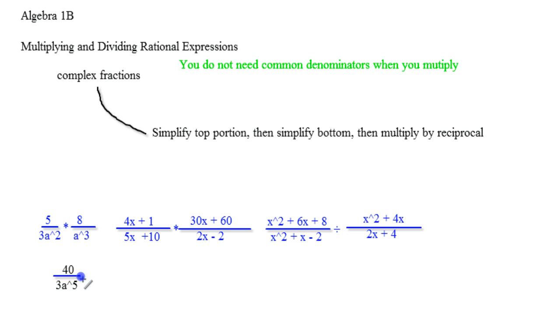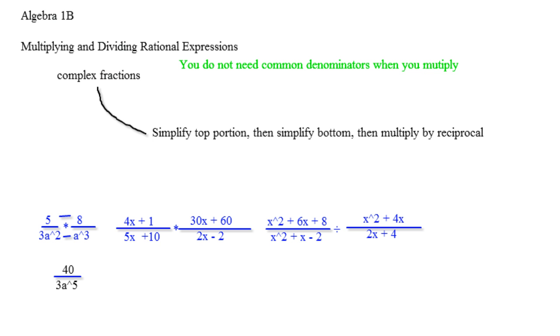Now, as you can see, normally I would try to go and say, oh, cross cancel and do something like that. But right here, if I just go straight across and then try to simplify, that's another method as well. Now, 40 over 3 does not reduce any, and there's no A up here to really reduce. So this is actually your final answer.